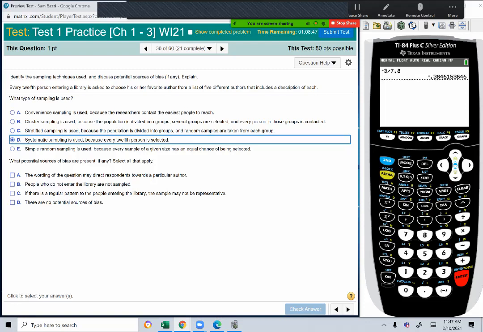So A. The wording of the question may direct response toward a particular author, but it is possible that they don't know about the authors, even the 5 of them. We're asking every 12th one. I think that's fine, just to ask every 12th person, unless people who enter in the morning are different from people who enter in the afternoon.